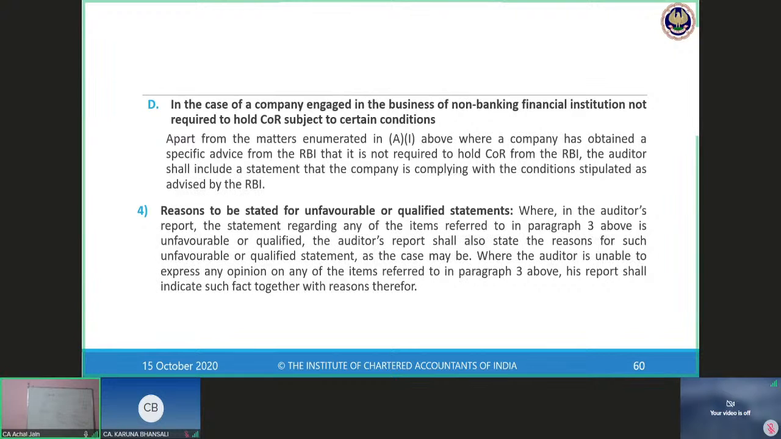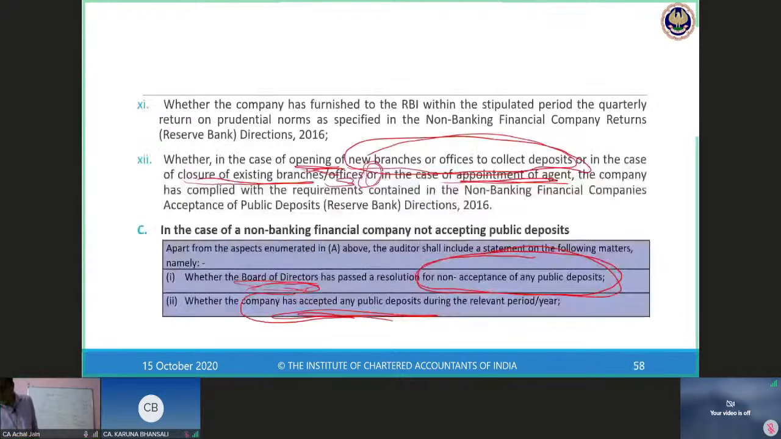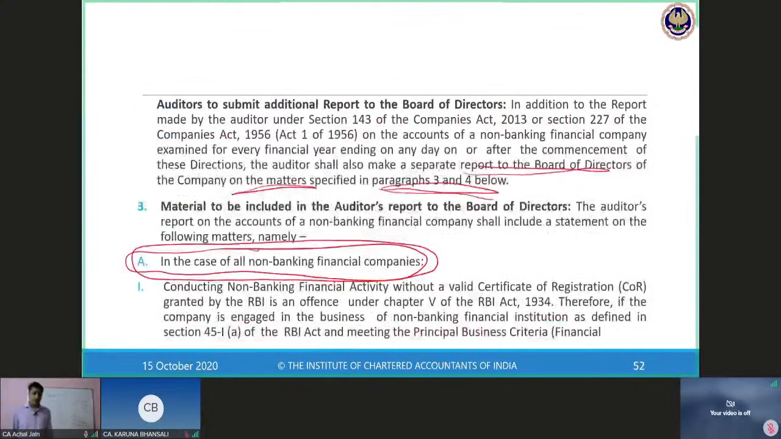So we have discussed the requirements which were covered under point number 3 above. Now we will move on to point number 4, and you need to go back to this requirement of point number 3 and 4. Remember point number 3? So let's go back. What was this point number 3 and 4?